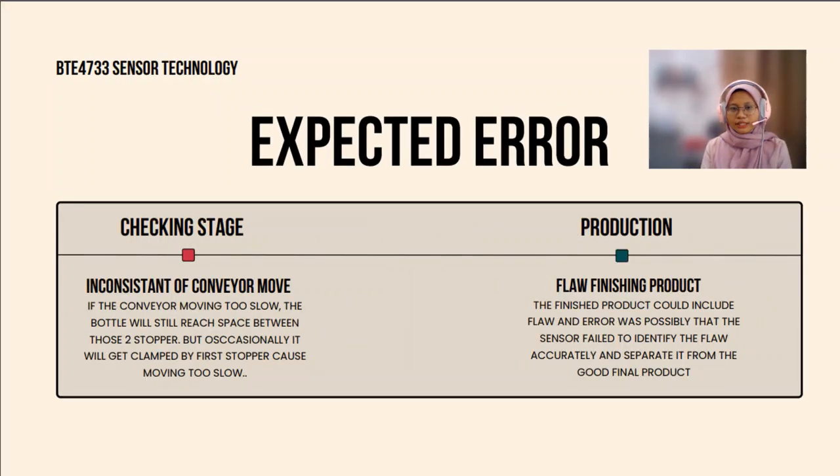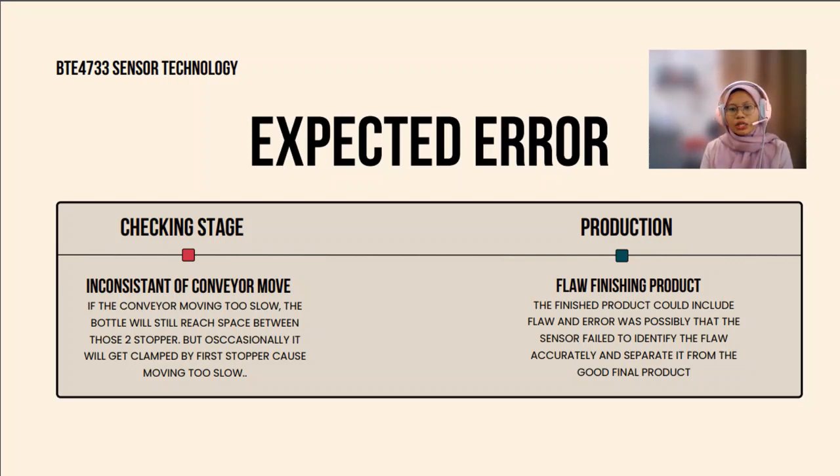Next is for the checking stage. The expected error is inconsistent conveyor movement. If the conveyor is moving too slow, the bottle will still reach the space between those two stoppers, but occasionally it will get clamped by the first stopper because it is moving too slowly.